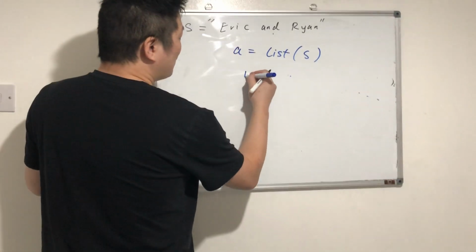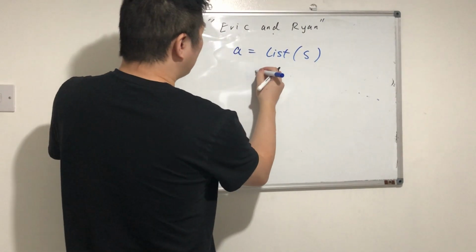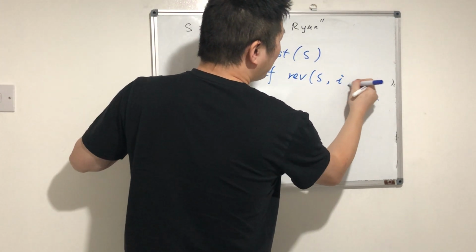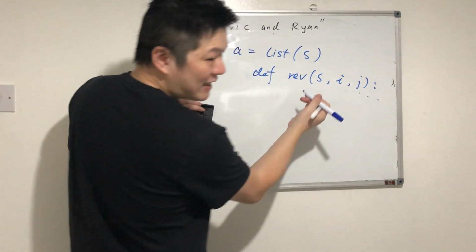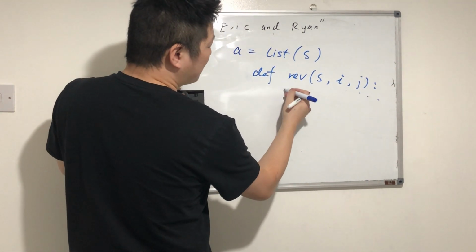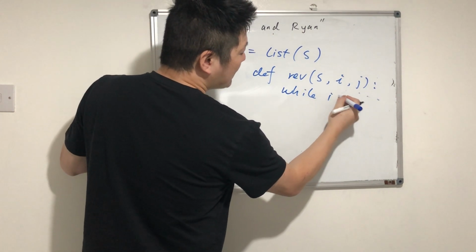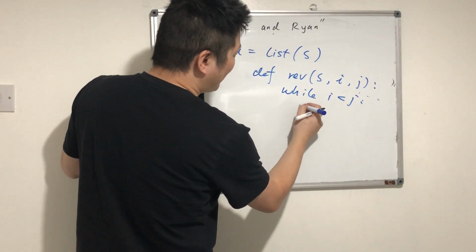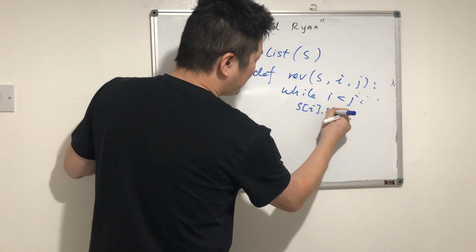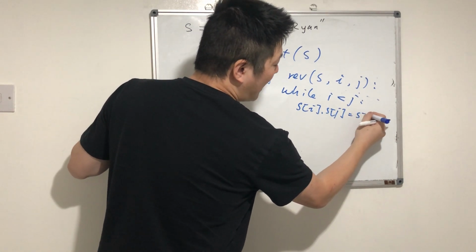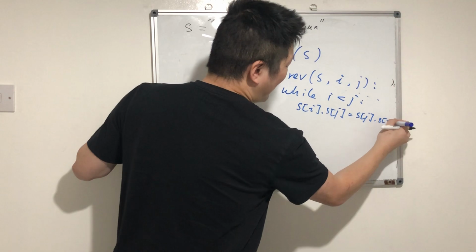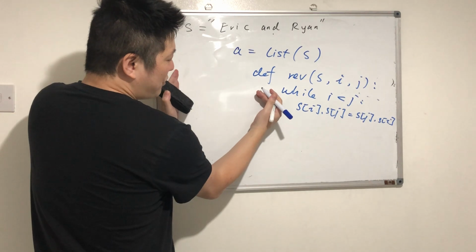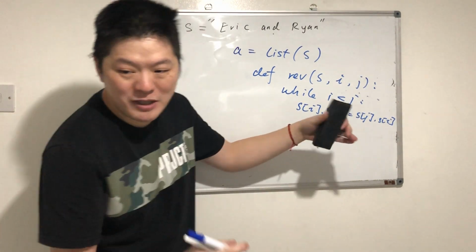So look. Define reverse: let's reverse S from i to j. If S is the list, then we can do this: while i is smaller than j, I want to swap the positions from i to j. So S[i], S[j] equals S[j], S[i]. It means to swap it.